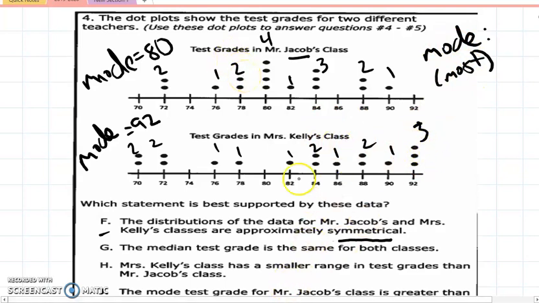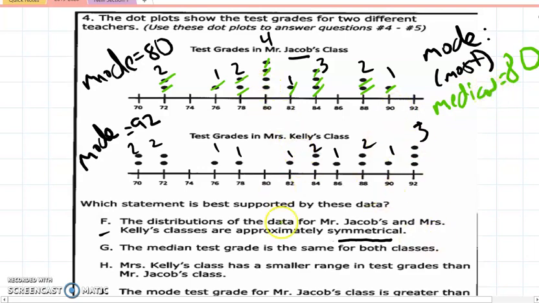Another thing they're going to ask you is, what's the median? The one in the middle. To find the one right in the middle, you have to cancel from each side until you get to the middle. And so the median here would be 80. My median is equal to 80.